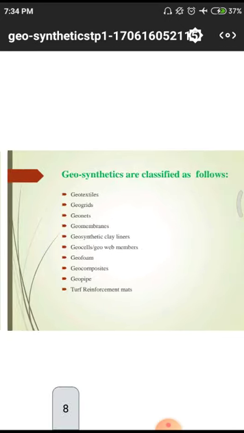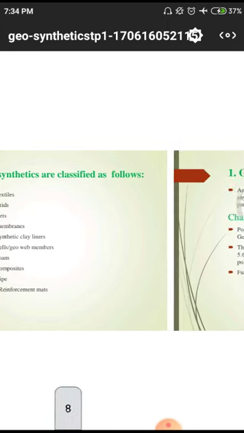Next one, geosynthetic clay liners. With these geosynthetic clay liners, we also have to observe their arrangement layer by layer. And the geocells with the web members. After that, geoforms, geocomposites, geopipes, and turf reinforcement mats. All those things we have to observe one by one, and we have to discuss their functions in different fields.